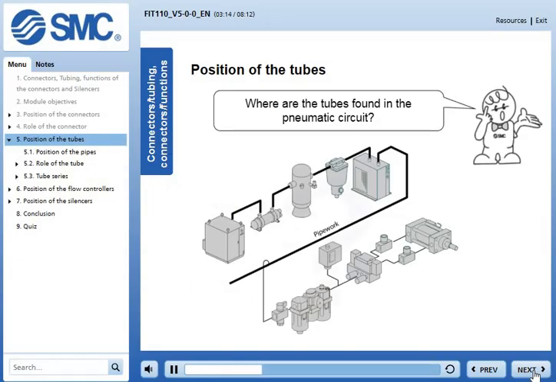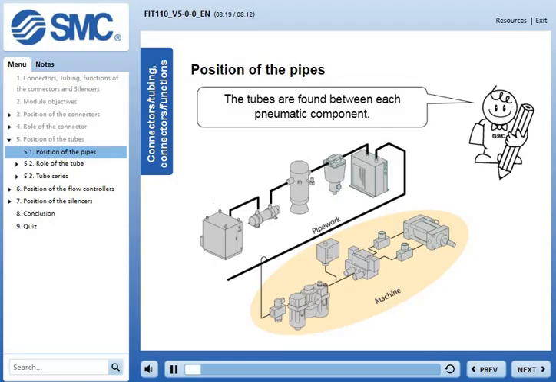We will now look at the tubes. Where are they found in the pneumatic circuit? The tubes are found between each pneumatic component. Several terms are used to refer to the component which transports compressed air. It is referred to as a tube, pipes, or piping. The tubes in the SMC range are flexible tubes and cover exterior diameters of 2 to 16 mm. They are mainly found in the machine section. The air production section generally requires larger pipework which is not sold by SMC.